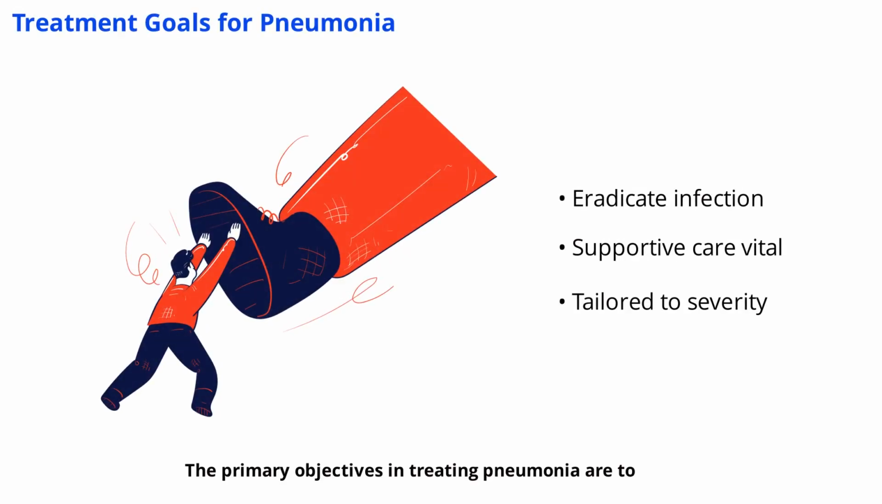Primary objectives in treating pneumonia are to eradicate the offending organism and achieve complete clinical cure. Supportive care, such as oxygen therapy or mechanical ventilation in severe cases, and fluid resuscitation, are important components of treatment. The approach is tailored to the severity of the illness and the patient's underlying health status.